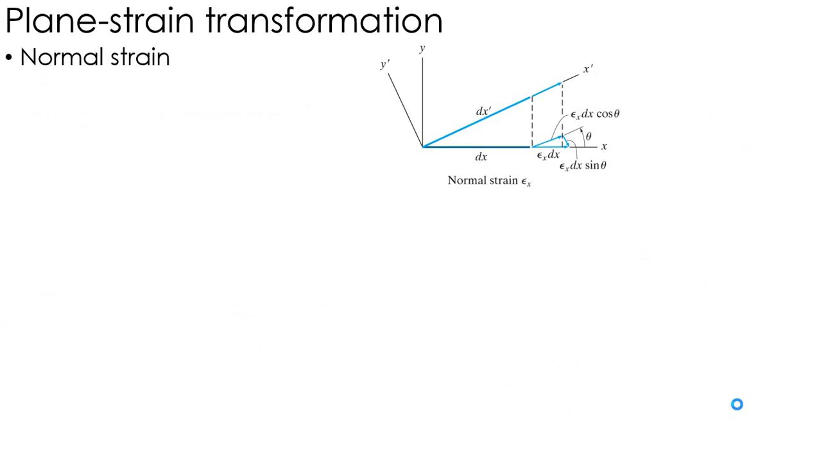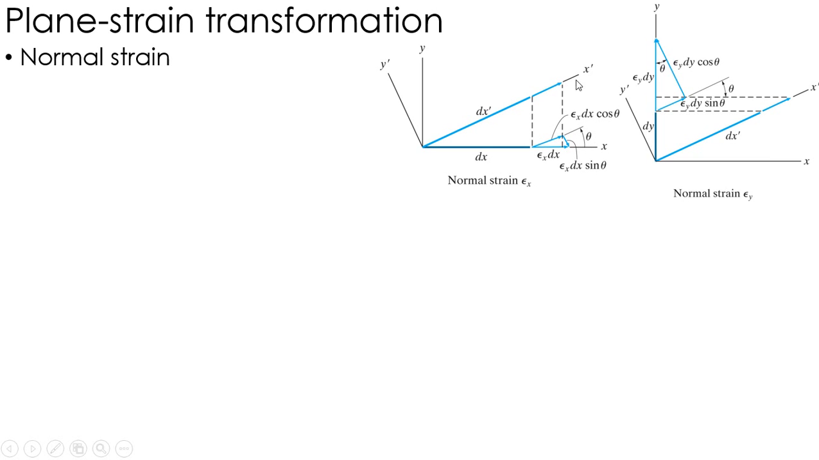We'll do the same thing for strain transformation. So we're going to look at normal strain first. My strain is right here, defined as the strain times the original dx. I'm going to break that strain up into my new x prime and y prime components based on sine and cosine of the new angle I'm looking at. I do the same thing in the y direction: I have this strain in the y direction, which I can break up into x prime and y prime components based on sine and cosine of theta.